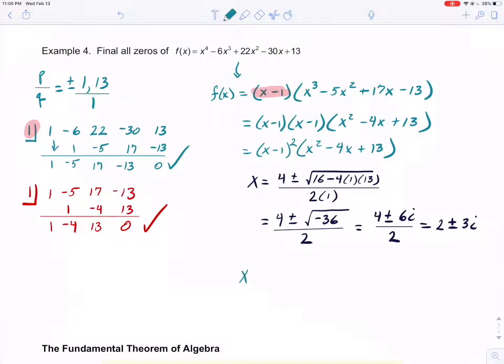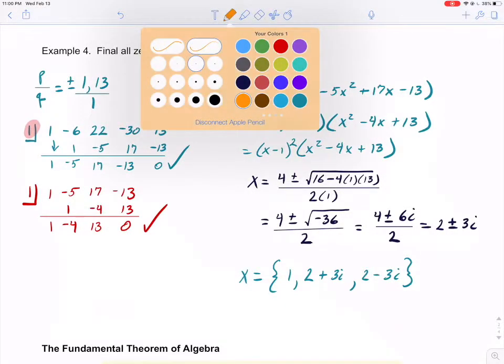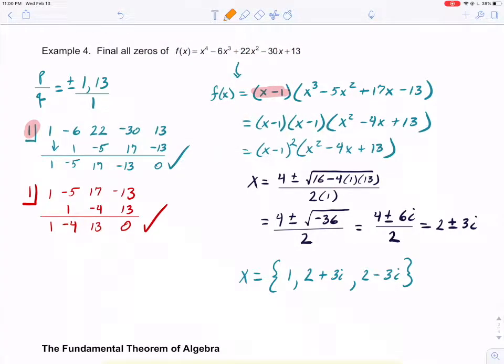Our answers are 1, I'm only going to write it once, even though it counts twice, and then 2 plus 3i and 2 minus 3i. That's how you'd have to write it in my math lab. I would accept this, by the way, if you were giving this as an answer on a test. I would accept 2 plus or minus 3i. You would not have to write it individually, but on my math lab, it's going to make you write it individually. All right, so there we go. We found all 4 of them.